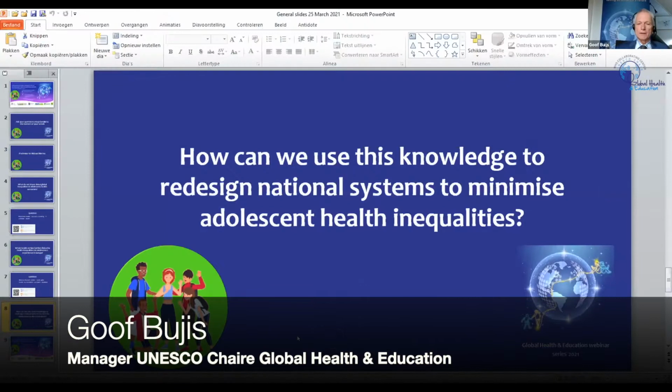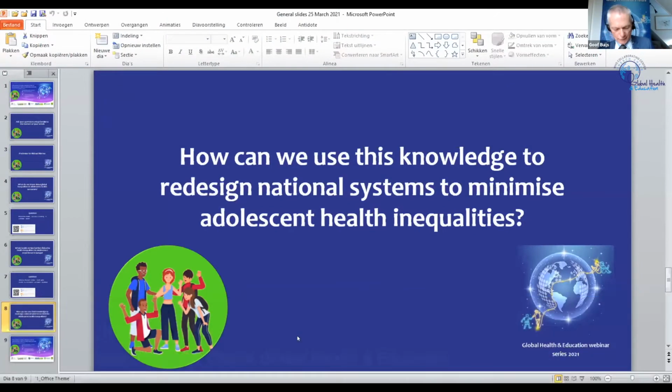Use this knowledge to redesign national systems to minimize adolescent health inequalities. So I would like, first of all, to give the floor to Susan, to share your thoughts about this use of knowledge and the redesigning processes. Over to you.